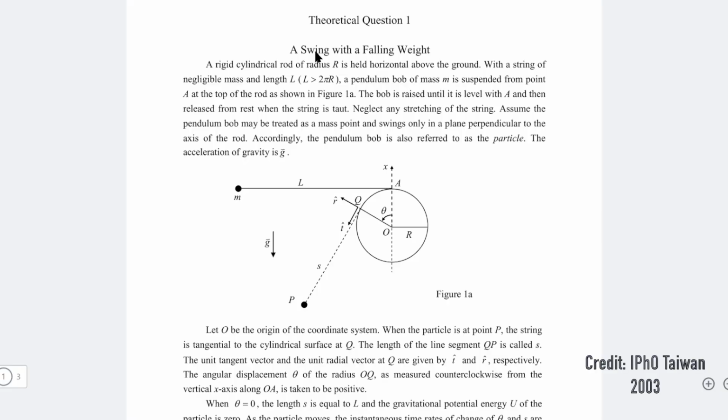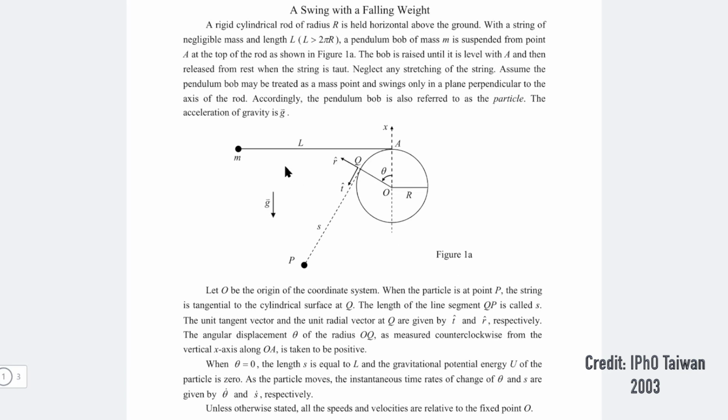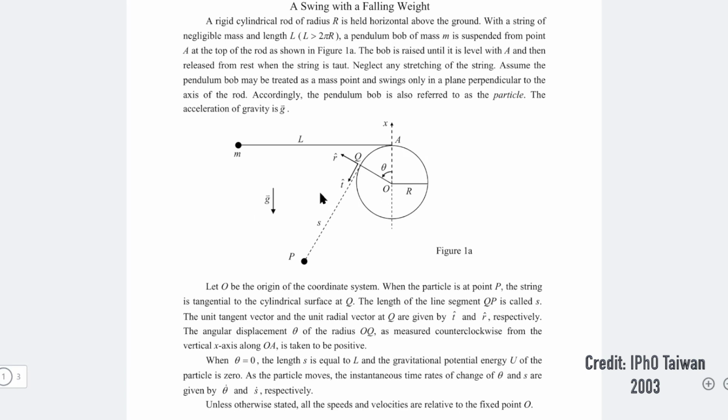Let's illustrate this rotational physics with a problem from the International Physics Olympiad. Okay, so we have quite a lot of information, which is very typical for a difficult Olympiad problem. We have a rigid cylindrical rod of radius r held horizontal above the ground. So this whole setup is above the ground, with a string of negligible mass and length L. Then this whole thing is attached at point A and it is released.